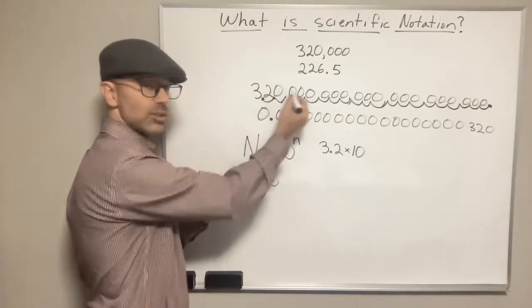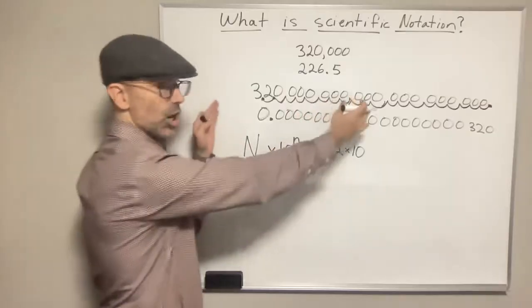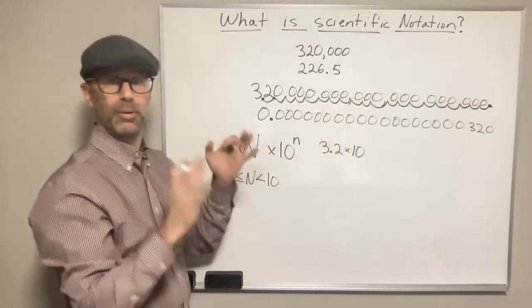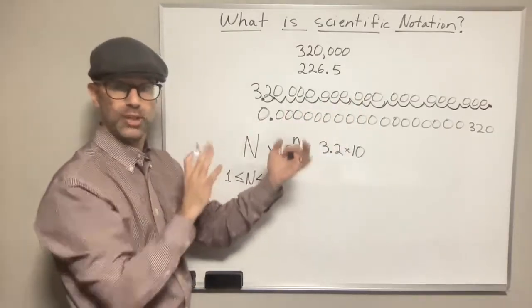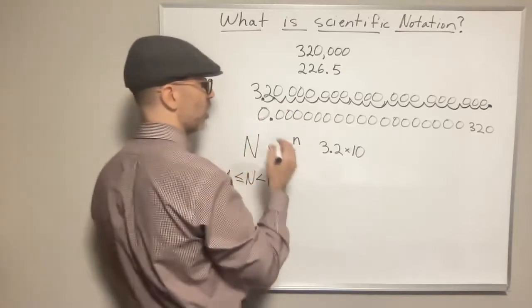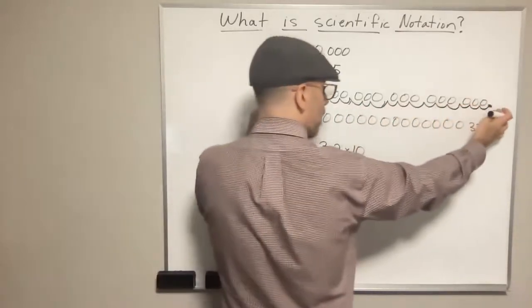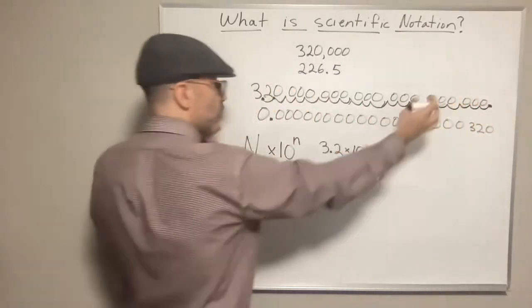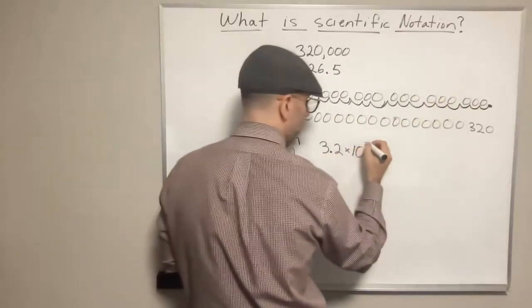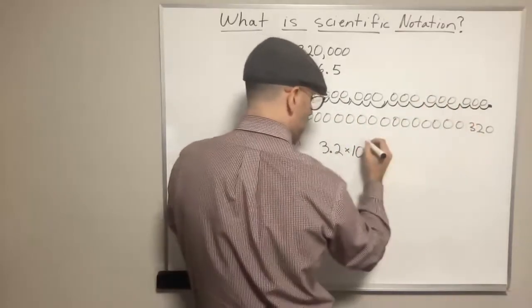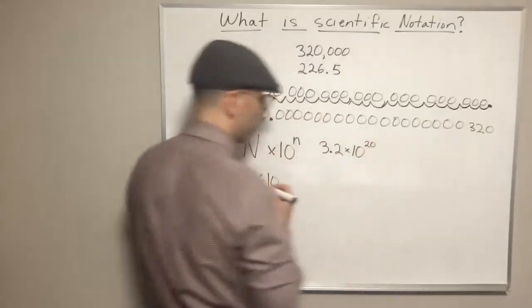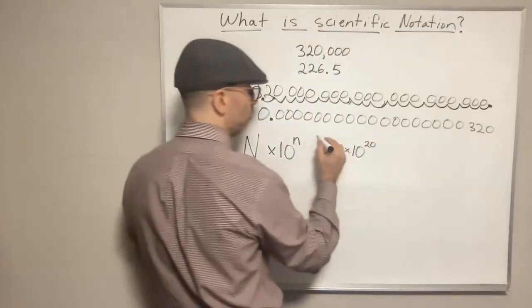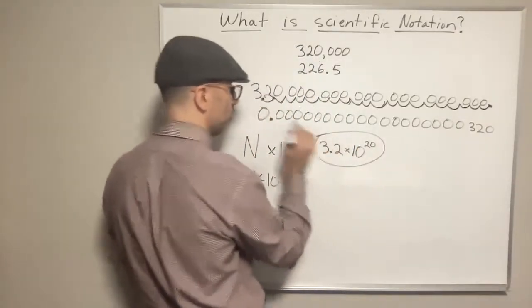And then the exponent is the number of times I moved my decimal point. So I moved it 20 times. It's a large number, so it's got to be positive. So remember, positive, large number, positive. Since I started with a large number and moved it 20 times, therefore it's positive 20. So this would be the scientific notation for this long number.